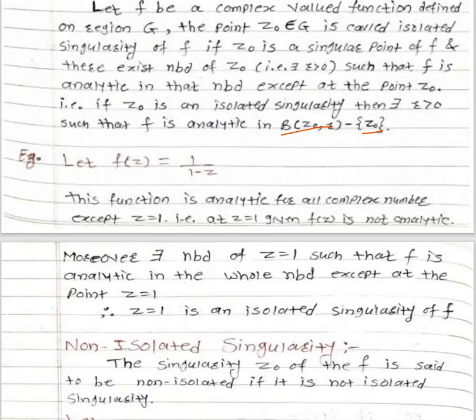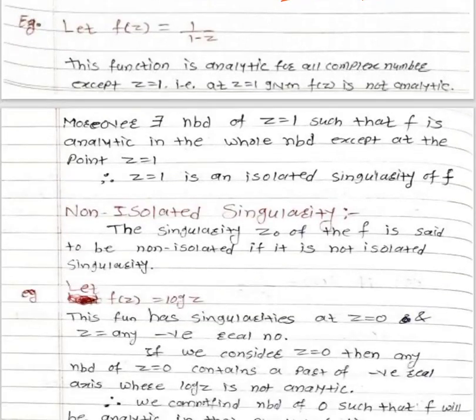Therefore, z equal to 1 is an isolated singularity of the function f. Then what is a non-isolated singularity? The singularity z0 of the function f is said to be a non-isolated singularity if it is not an isolated singularity. For example, f of z equal to log z. This function has a singularity at z equal to 0. If you put z equal to 0, you will get log 0, and log 0 means infinity.